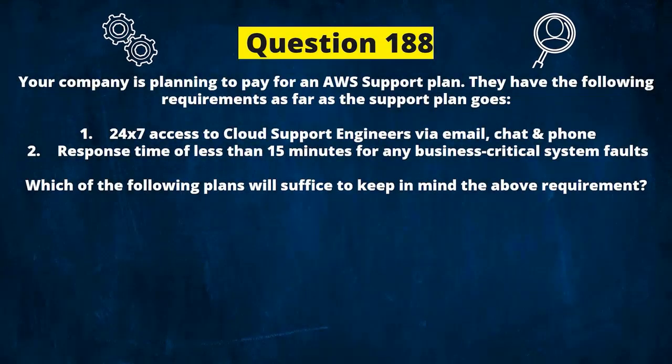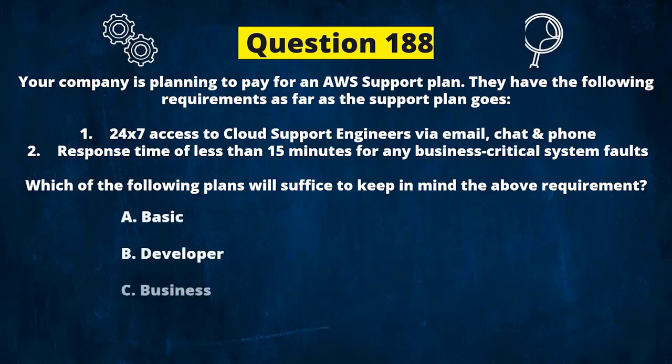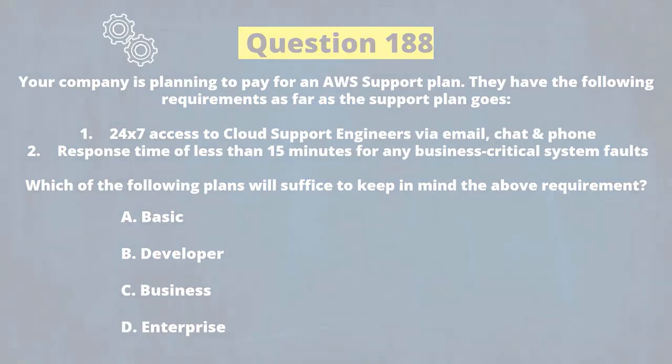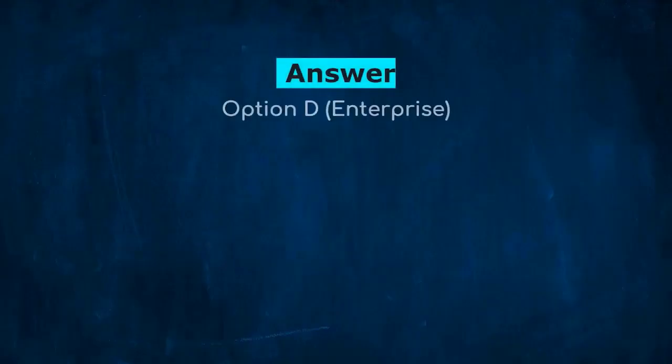Next question. Your company is planning to pay for an AWS support plan. They have the following requirements as far as the support plan goes. Number 1. 24/7 access to cloud support engineers via email, chat and phone. Number 2. Response time of less than 15 minutes for any business critical system faults. Which of the following plans will suffice to keep in mind the above requirement? And the options are A. Basic, B. Developer, C. Business, D. Enterprise. And the correct answer is option D.